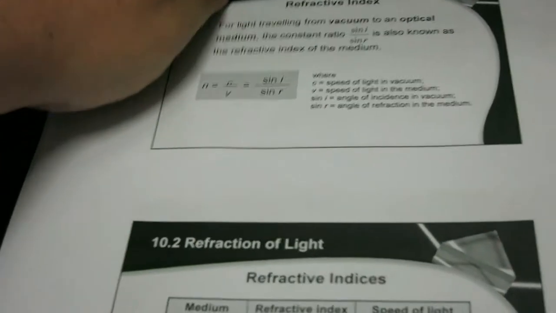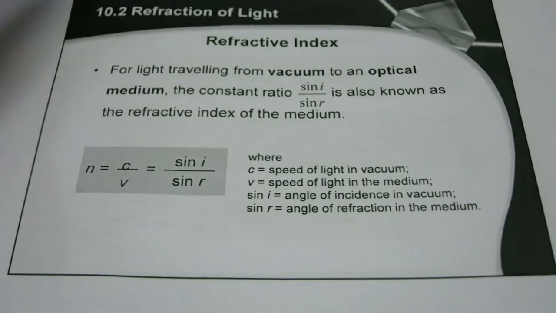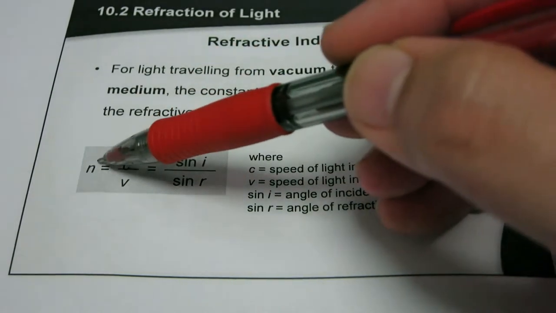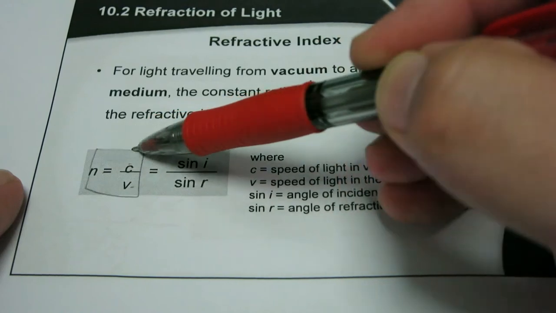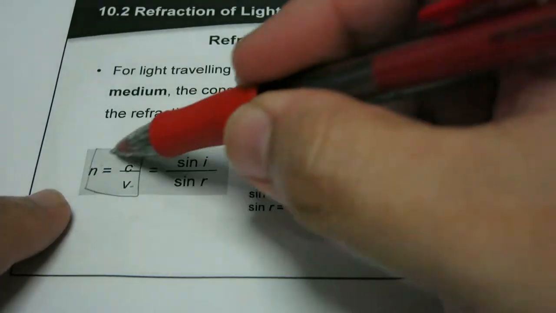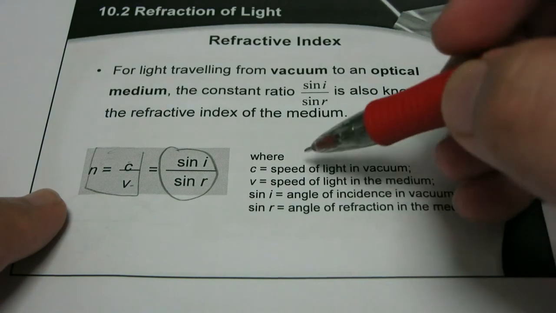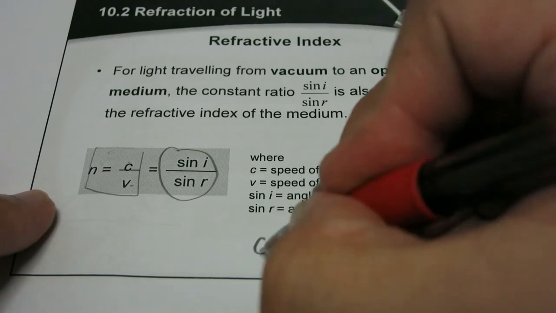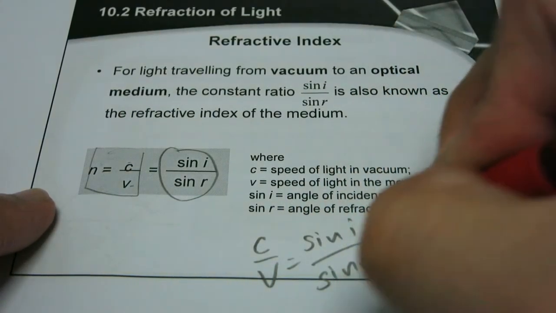After they found out this ratio of refractive index, a way to measure the optical density of a certain medium, they discovered that c over v, which is the definition of refractive index here, happens to have the same number as sine i over sine r, the one from the second law of refraction. So that's why we can also relate c over v equals sine i over sine r equals n.